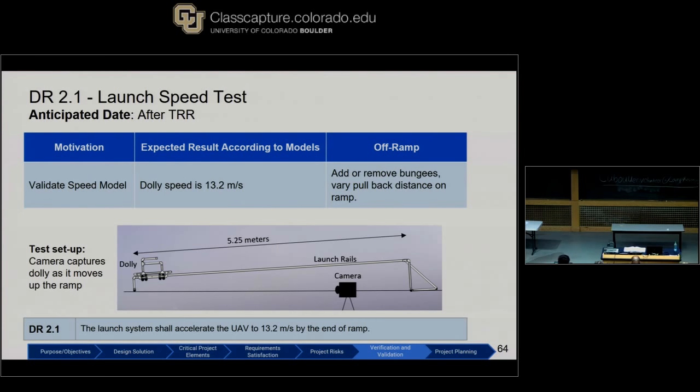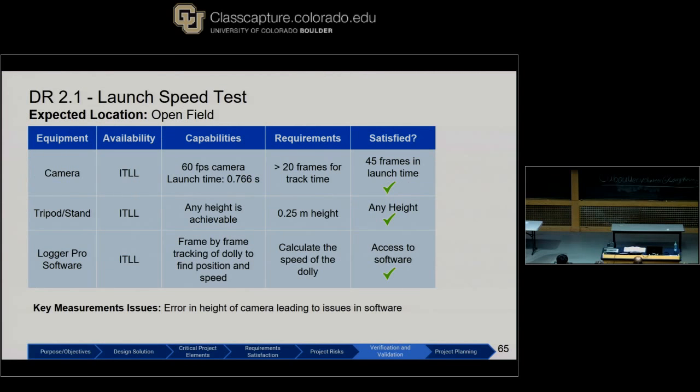Next, we would like to validate our speed for our launch model. This will involve our full-scale launching system with a dummy mass the weight of the UAV and a camera to record a simulated launch. The frames from the video will be placed into Logger Pro, where we can validate that our launch system reaches the necessary 13.2 meters per second we need for launch.